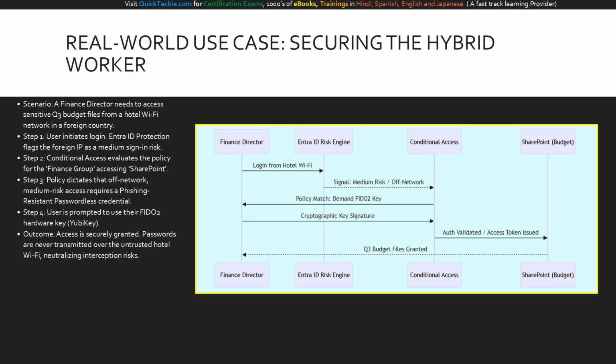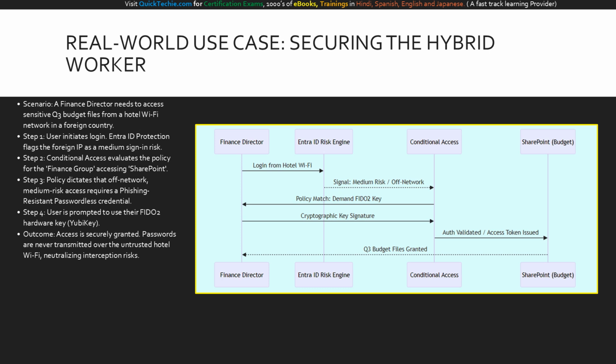Step 4. The director is prompted to insert their FIDO2 hardware key into their laptop. They touch the key, authenticating cryptographically. The outcome: access is securely granted. The beauty here is that no password was ever typed or transmitted over that untrusted hotel Wi-Fi, completely neutralizing the risk of credential interception. This is modern authentication in action.